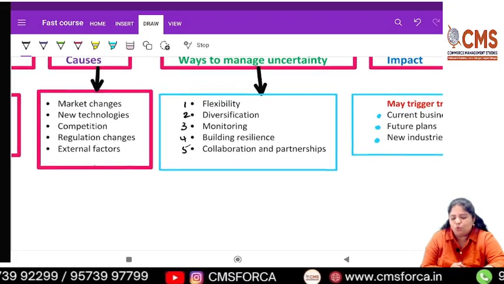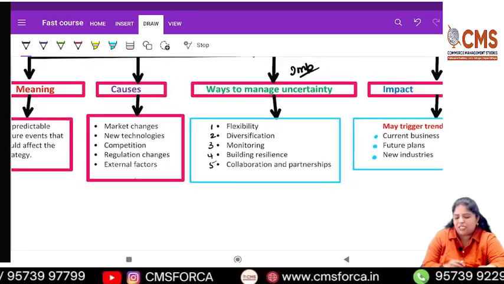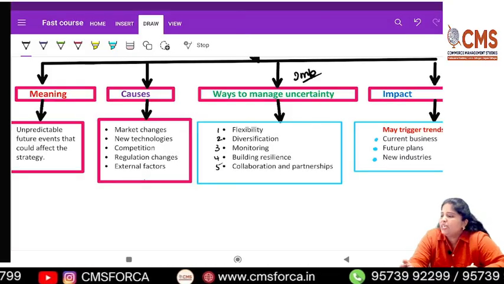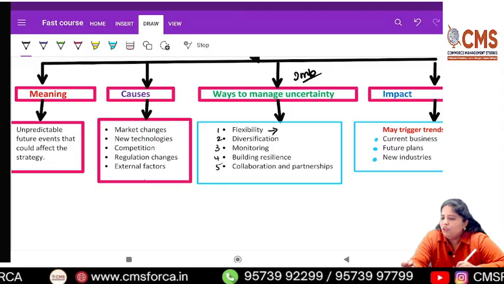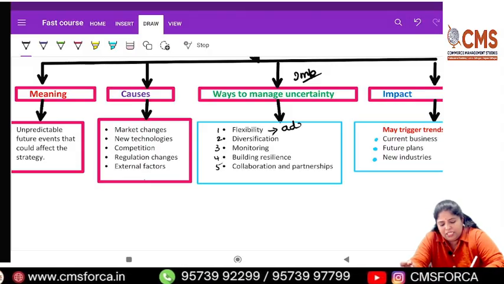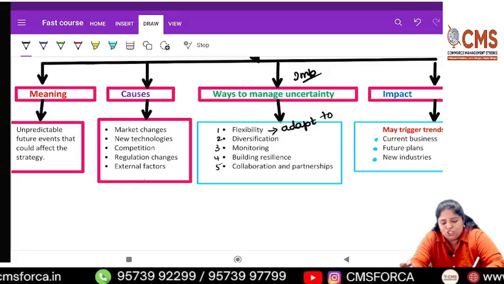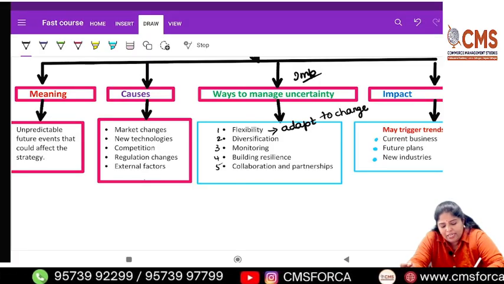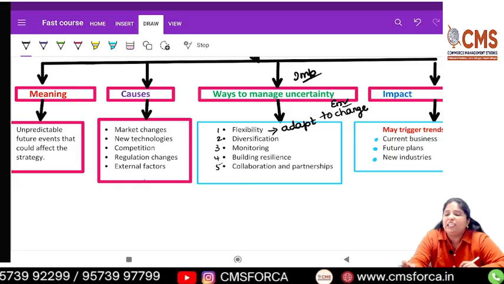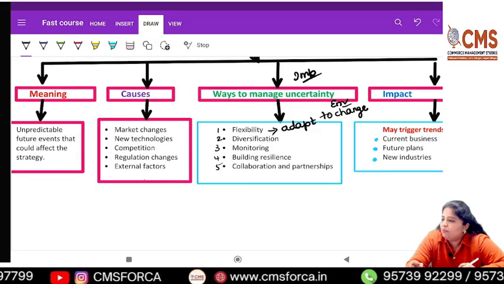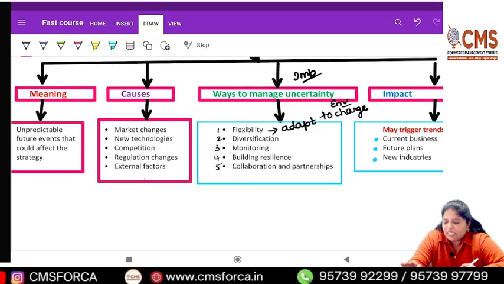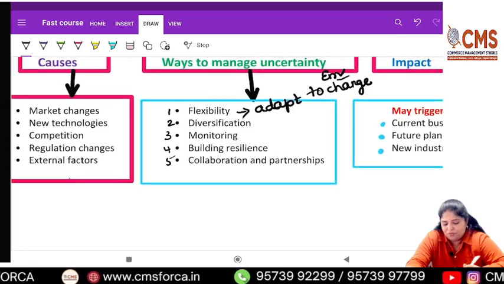Now, how do we manage such uncertainty? To manage such uncertainty, first we have to ensure flexibility. What do you mean by flexibility? Where you adapt to change. With any environmental change, you are not delaying your adaptation. You keep on adapting to environmental change. That is the only way to survive.